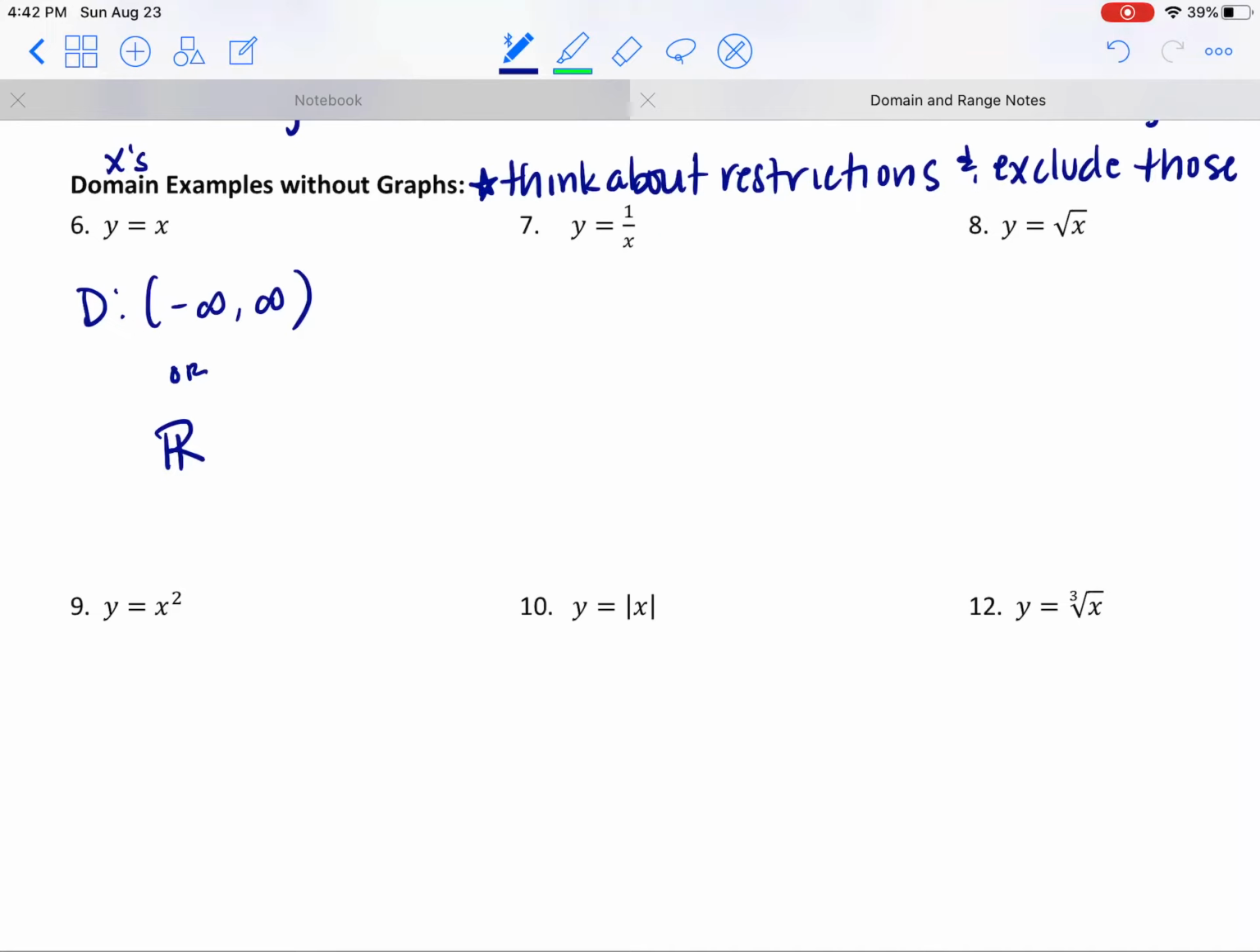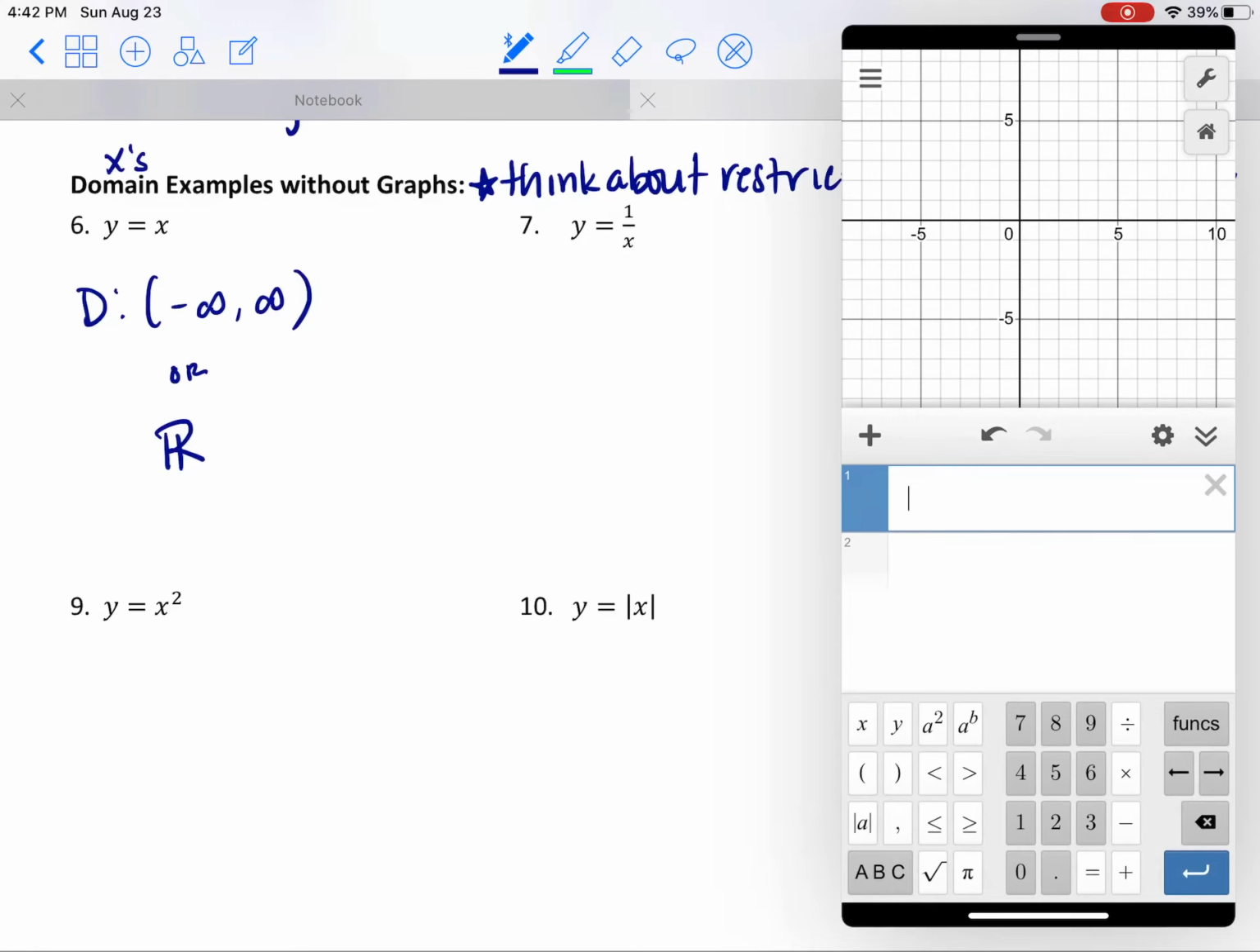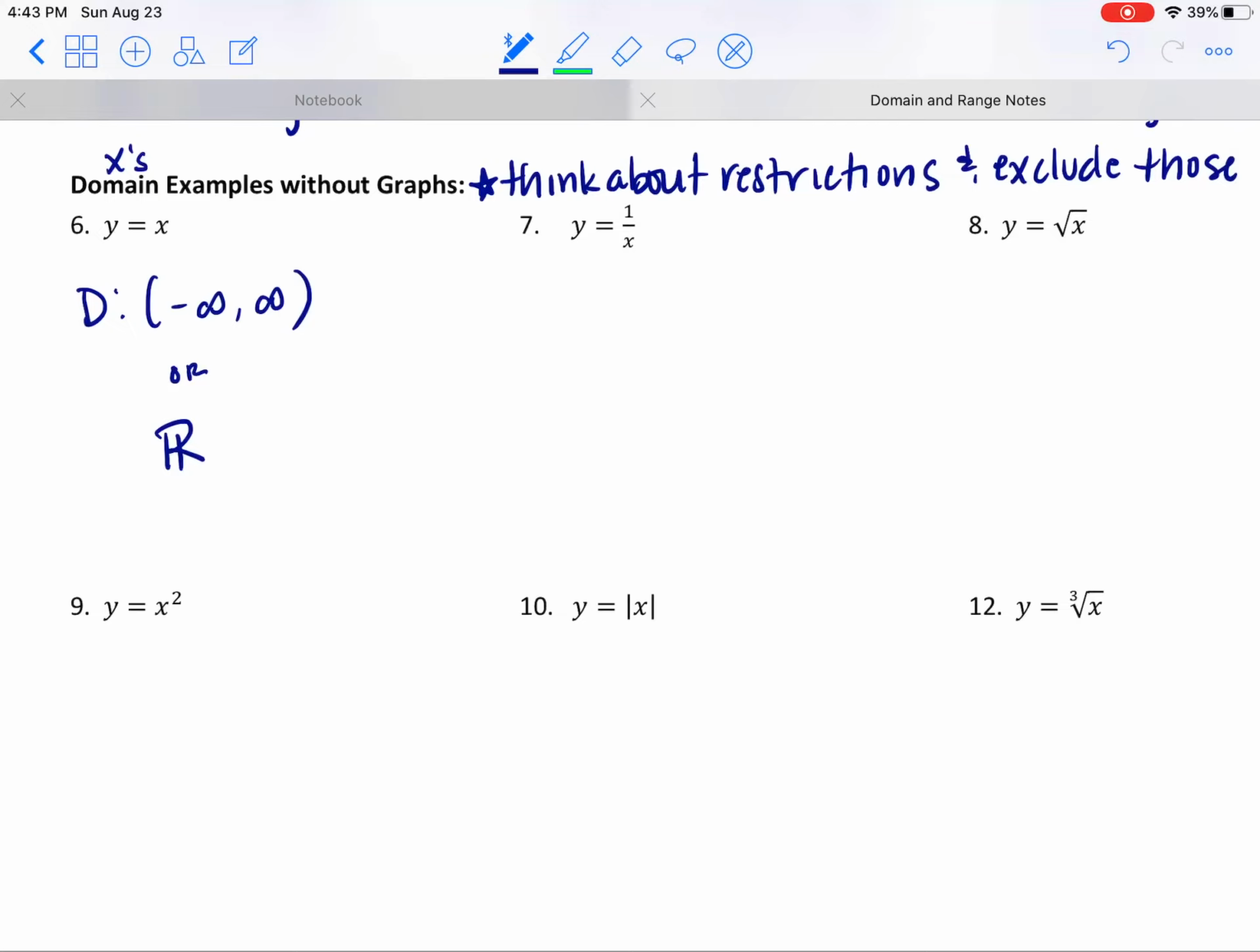Now is that going to be true for number 7? Well, let's look at the picture. You're going to see something weird happen if you don't already know what's going to happen. We have 1 over x. And we have these branches of a graph, but notice there's some weird stuff happening around the origin. That's because there's a restriction here.